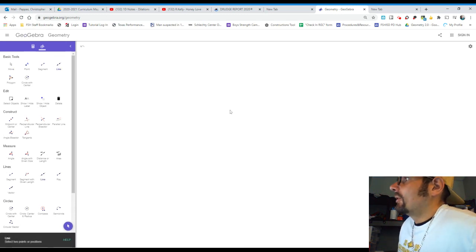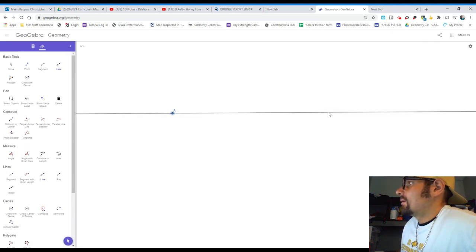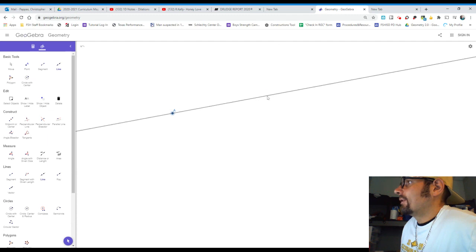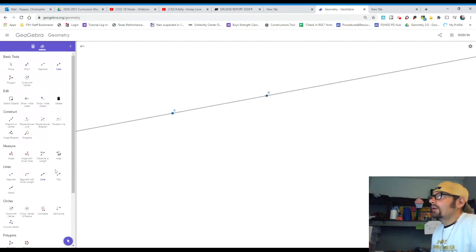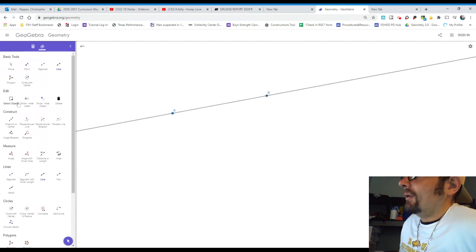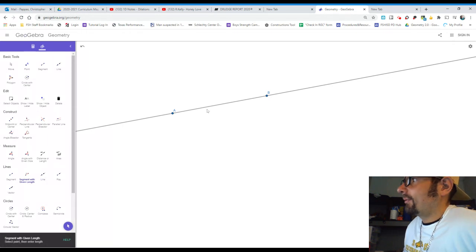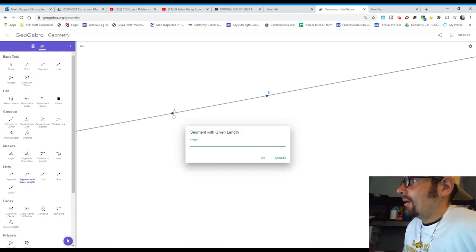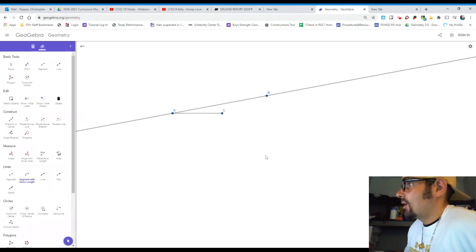Okay, so we're going to do another line here. Doesn't have to be totally flat. It could be like that. Okay. So AB. So what we're going to do is we're going to make a segment with a given length. And it'll go from point A. We'll say the length of this segment is going to be 5. All right. There's our segment AC. I'm going to move point C to where it's right on that line. Okay. So we have a segment with a length of 5.